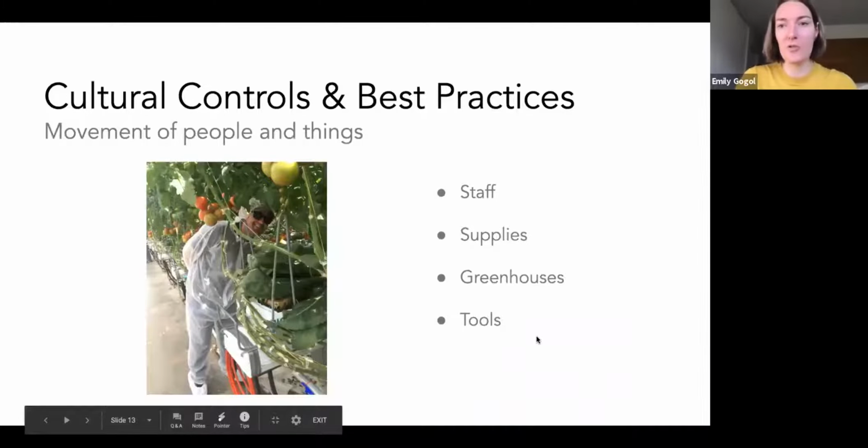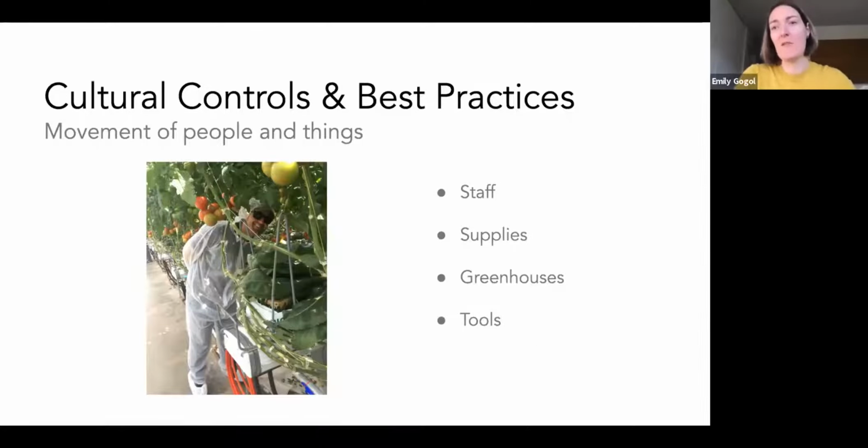More on cultural controls and best practices, movement of people and things. If you have other crops that you're growing on your farm or other operations and staff are moving between them, and you've got a big outbreak of fusarium in your poinsettia greenhouse, don't put that material by your hemp crop. Don't have staff that were working in the fusarium infested greenhouse then go do your male checks, check for males in your fields. That's how you spread disease. So make sure that staff work in clean areas first and then move clean to dirty. So if you have an area that doesn't have any present pest or disease, have staff work there first and then go to the areas that have pest and disease.